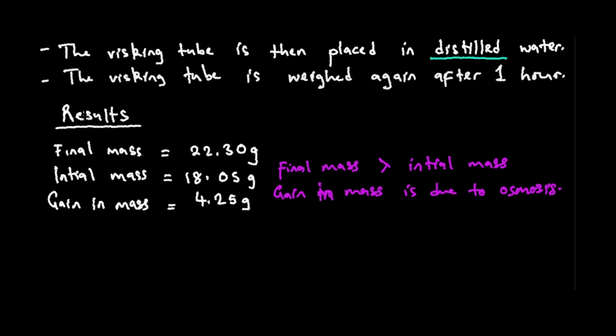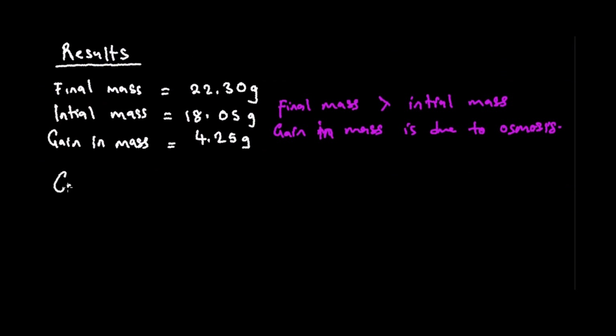What is going to be our conclusion? Conclusion yedu, the whisking tube gained mass, showing that water molecules moved from the beaker, where the water molecules are more concentrated, into the whisking tube, where there are fewer water molecules. Saka we can write it as this.